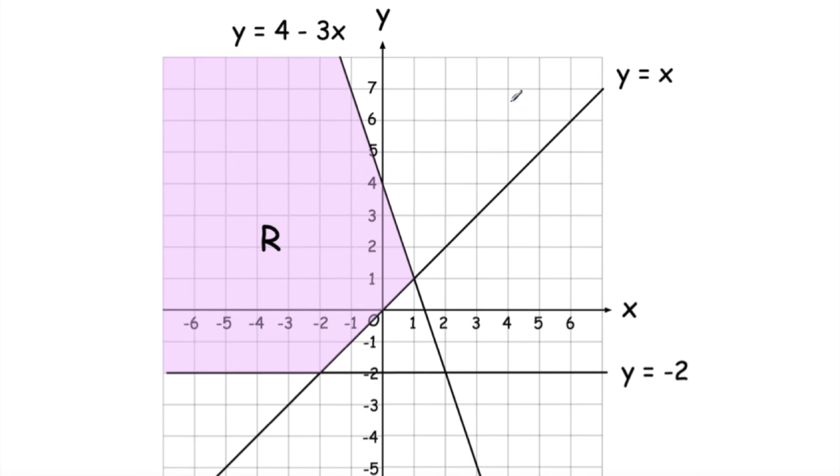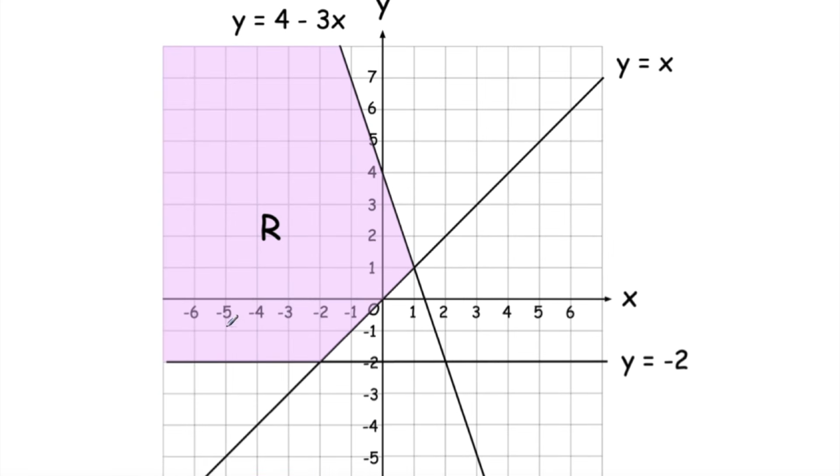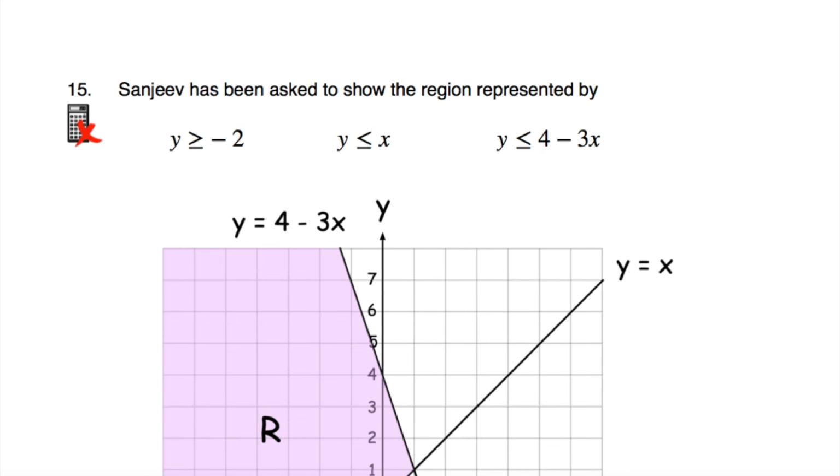Okay, so we've got these three inequalities. Well, let's have a look. Has he drawn them correctly? Yep, and he shaded in above that. And the inequality is y is greater than or equal to -2. So yeah, it's above that line, and it's the right location for it. So that seems right. Next, the next inequality.